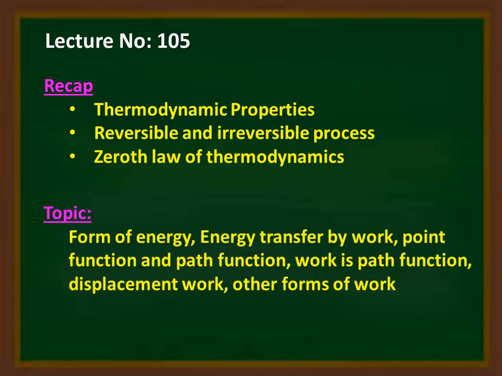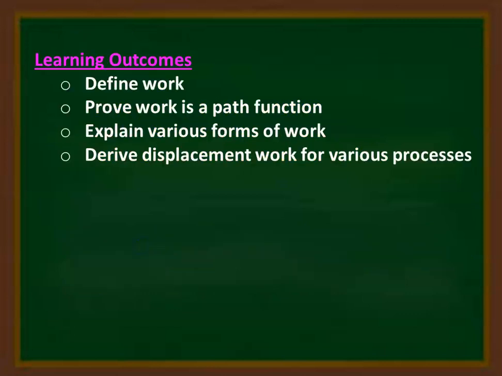And in this topic, we are going to discuss various forms of energy, energy transfer by work, point function, path function, and we have to prove that the work is a path function, and displacement work, and other forms of work. And the learning outcome for the lecture: at the end of the lecture, the student will be able to define work, prove that the work is a path function, explain various forms of work, and derive the displacement work for various processes.